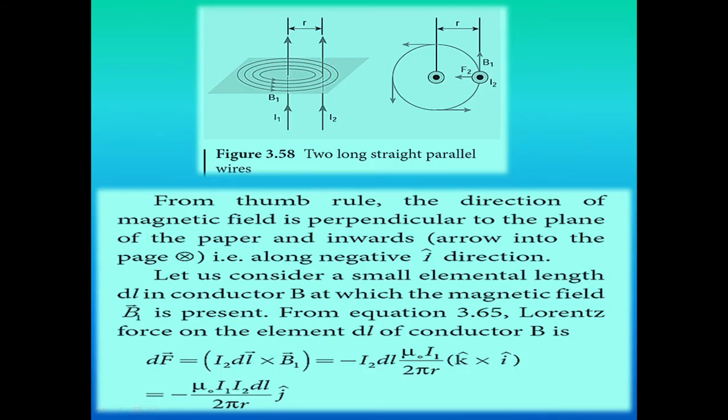Substituting the value of B1 vector, we get minus I2 dl mu naught I1 divided by 2 pi r into k cap cross i cap. Now the equation can be written as minus mu naught I1 I2 dl divided by 2 pi r into j cap, because k cap cross i cap can be written as j cap. So minus mu naught I1 I2 dl divided by 2 pi r into j cap.